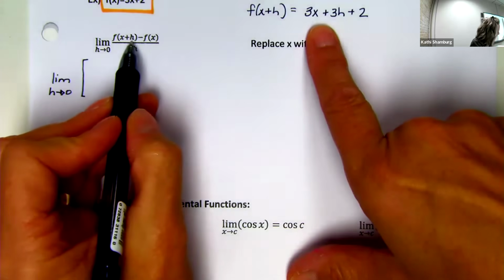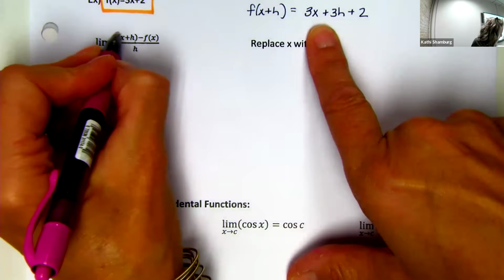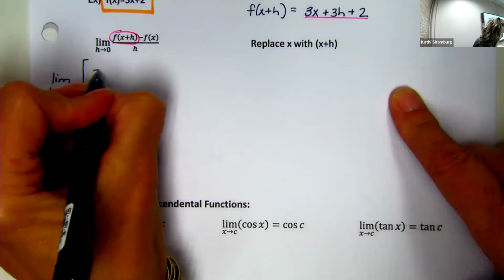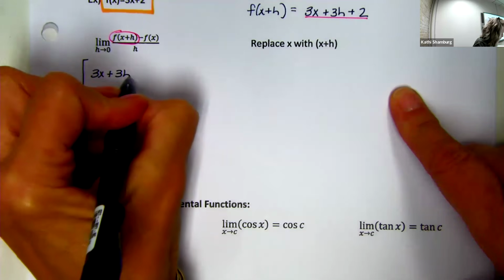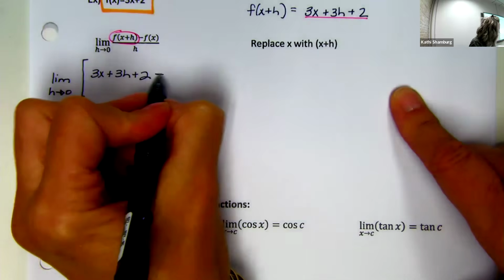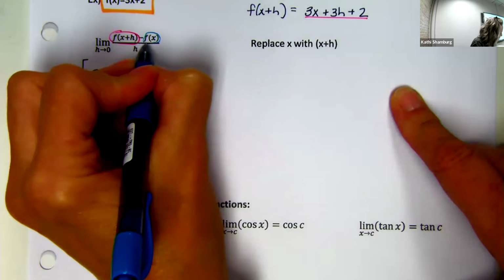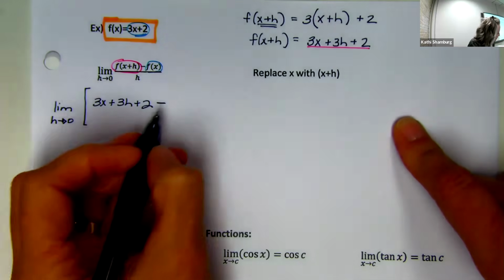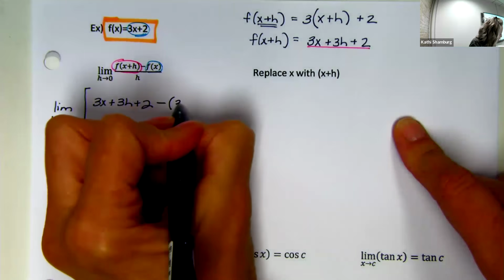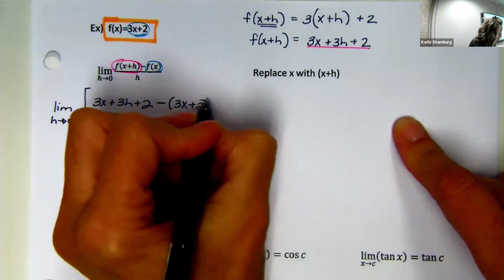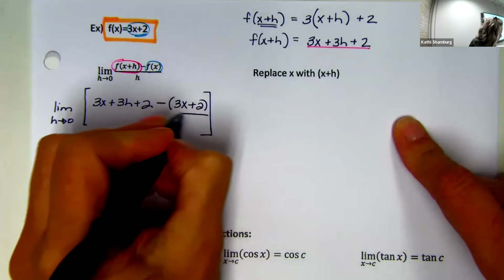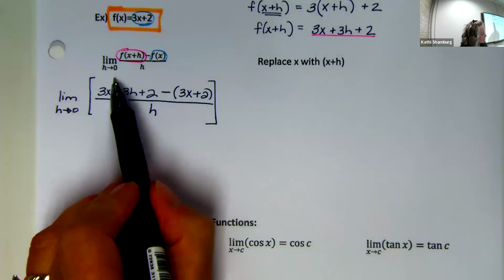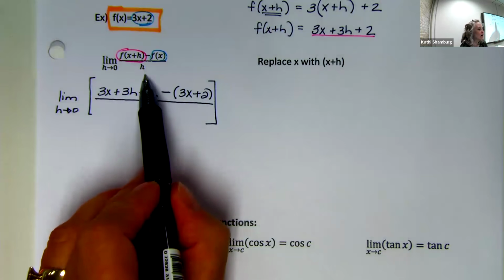So I'm going to rewrite this as the limit as h approaches 0. In place of this, I'm going to put this. Minus, and in place of this, I'm going to put this. Now be careful, there's a minus, so I have to use my parentheses, 3x plus 2, because you have to distribute that negative through. All over h. Now why are we doing this? Because if I direct substituted, I would get a denominator of 0.